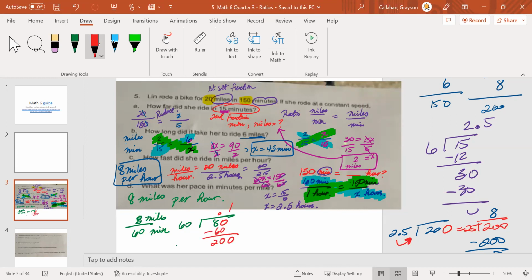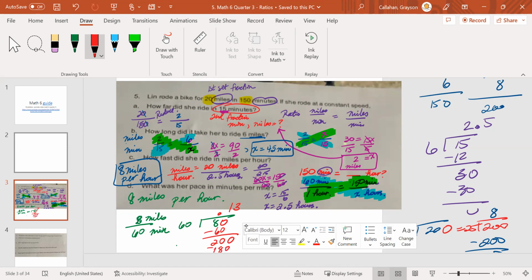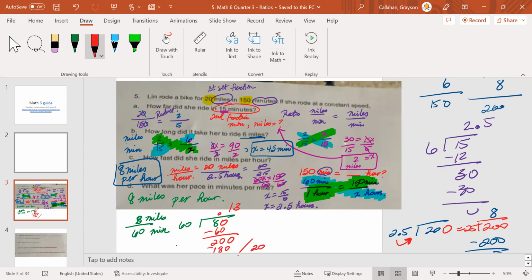Well, I'm going to put another 0 there. 60 times what is close to 200? We can do 6 times 3 is 18, right? Then 60 times 3 is 180. So when you subtract it, you're going to get 20. Do you see that? Put another 0, put another 3. 60 times 3 is 180. Subtract it, you're going to get 20. Do you see how it just keeps repeating?